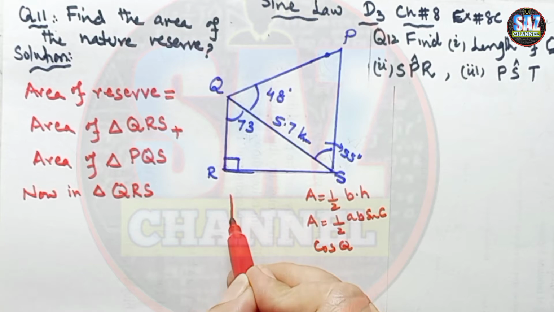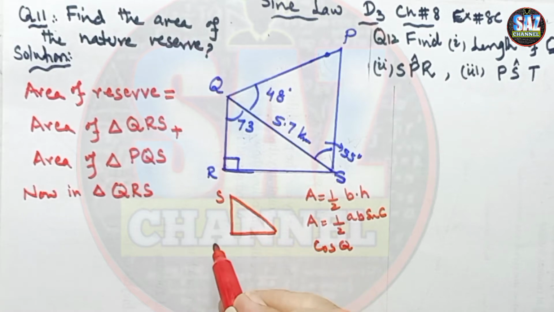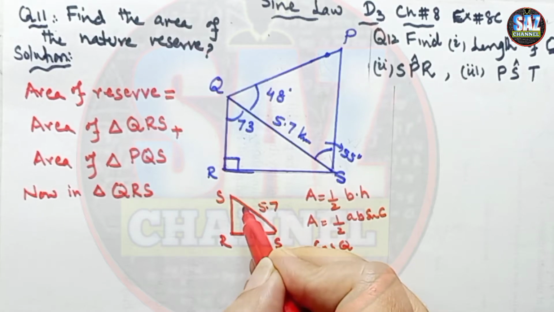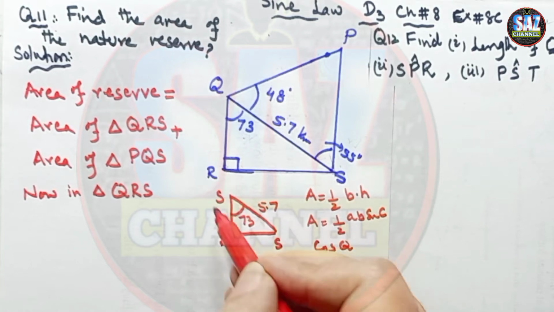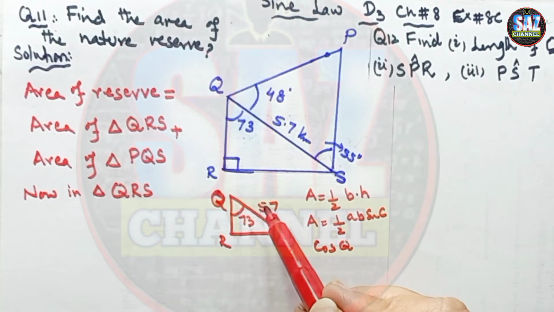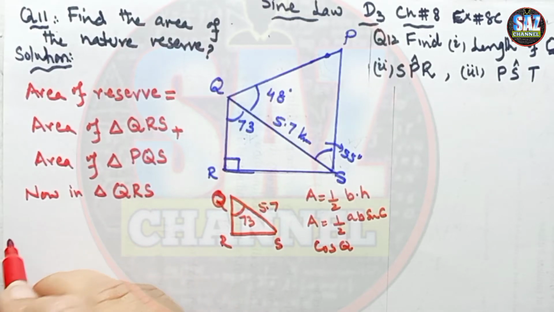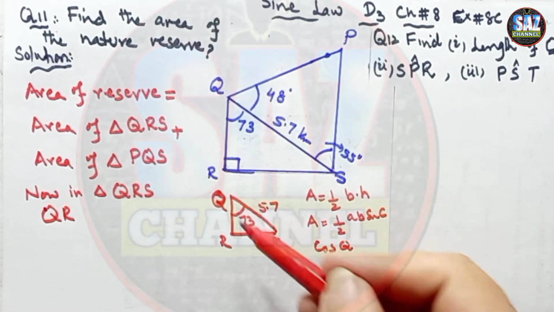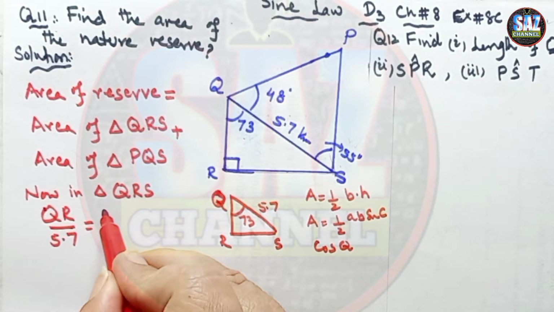Let me make a small diagram for reference so that my students can understand the question easily. Q, this is R and this is S, and this is 5.7, this is 73 degrees. Now adjacent upon hypotenuse means cos 73 degrees. QR upon QS, that is 5.7, equals cos 73 degrees.